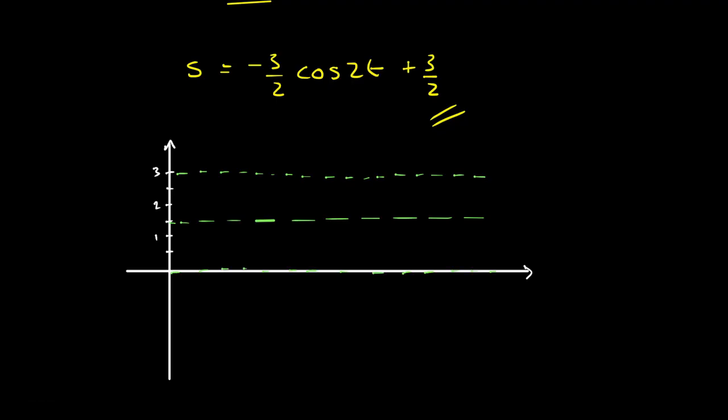Then lastly, what does this 2 represent? This represents the number of waves in 2 pi radians. So if I've got 2 waves in 2 pi, then it means the size of one wave is going to be pi radians. Okay, so the period is going to be pi radians. Okay, let me just try to do that. So 2, 3, 4. So that's going to be pi. That's going to be pi by 2.